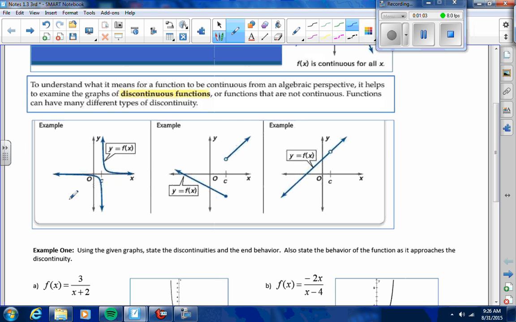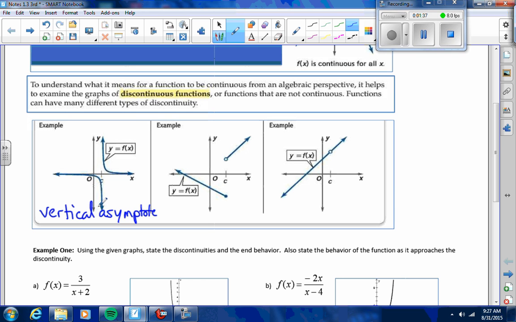So let's look at the first graph. On this one, we see a major break in the graph. What's happening on the graph at that location? What's that called? An asymptote, okay? We have a vertical asymptote. The vertical asymptote is a major break in the graph, which means the function is not continuous at the point where that vertical asymptote occurs.